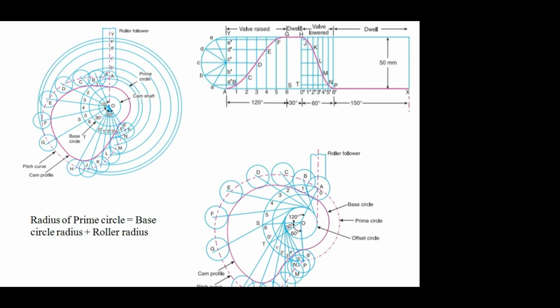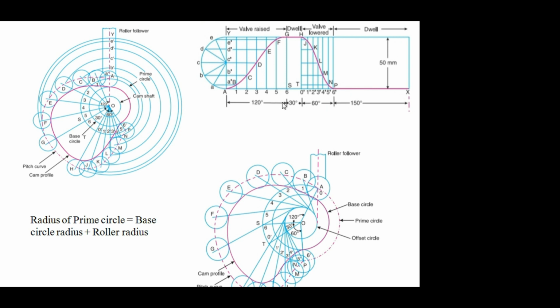Now when the cam rotates, the center of roller is going to shift in upward direction. Now during the outstroke, the follower will move from its bottommost position to topmost position. During the rotation of cam of 120 degree, the follower will move from its bottommost position to topmost position. So initially the center of roller is at point A when the follower is at its bottommost position.